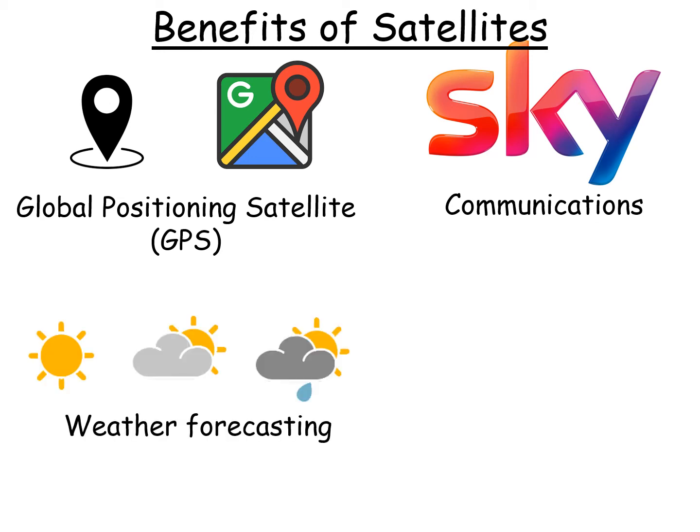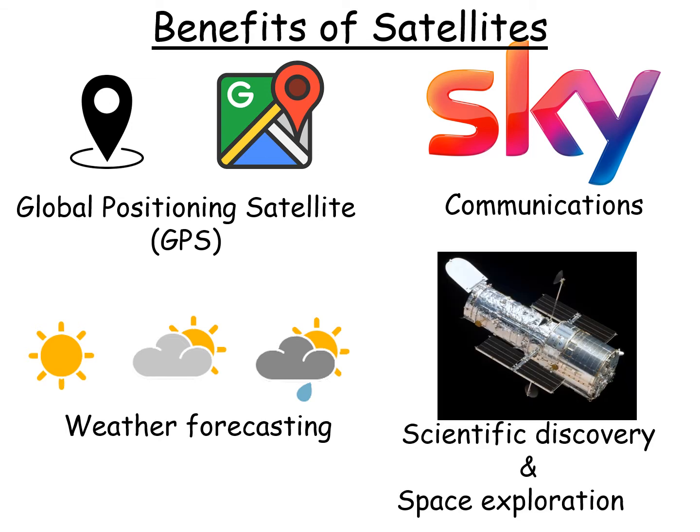Weather forecasting: if you've ever looked at the weather to see whether it's going to be freezing, raining or sunny, that relies on weather satellites to predict where the clouds and the sunshine are going to be. And last but not least, scientific discovery and space exploration. A lot of those photographs that you put into your PowerPoint about the definitions of stellar objects, some of them probably came from a telescope. Some of them might even have come from the Hubble telescope, which is actually a satellite of the Earth.